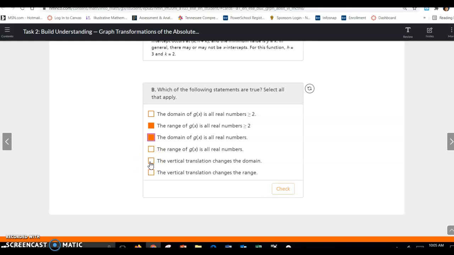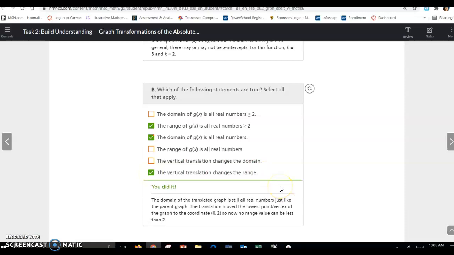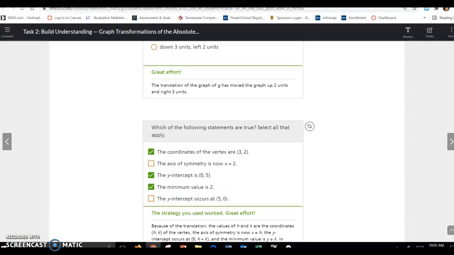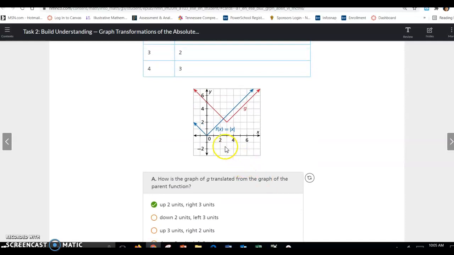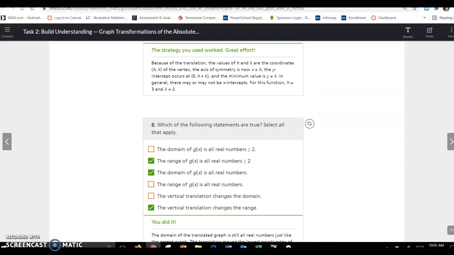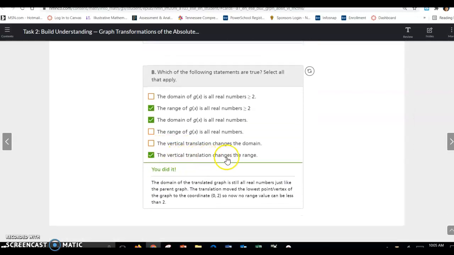The vertical translation changes the domain. No, the vertical translation changes the range. That is true. You can see that it does not change the domain because both of these have arrows. The parent function and the translation go in both directions, left and right forever. What it did do was shift up 2, and the vertical line is your range. So that's why we chose the last one. The vertical translation does change the range. All right, that's all for task 2. If you have any questions, let me know.